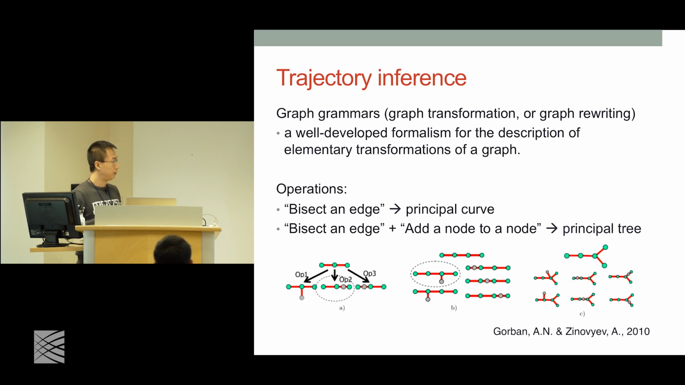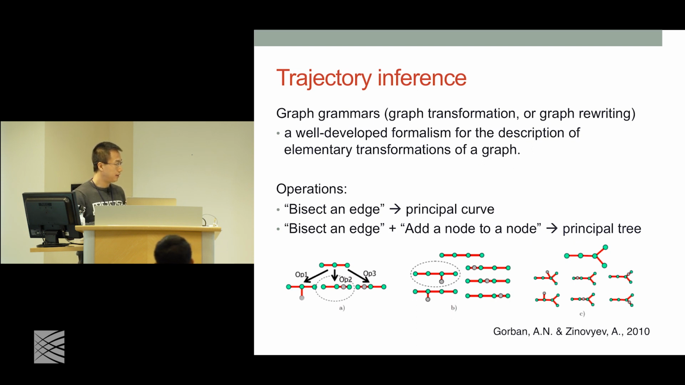And we can do operation 1 is bisect edge, operation 2 is also bisect edge, and operation 1 is add a node, and the other 2 are bisecting an edge. Imagine if we keep bisecting an edge, eventually it will become a principal curve. But by using the operation of adding a node to a node, we can eventually get a principal tree.